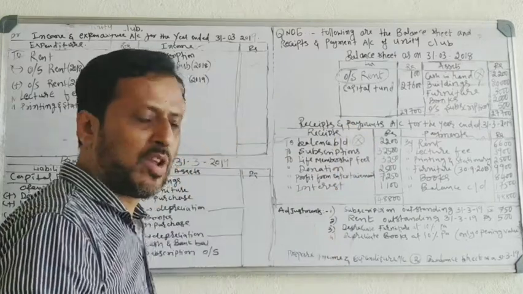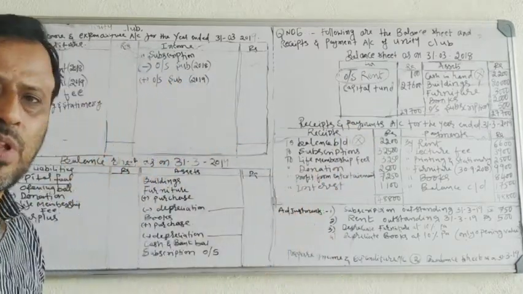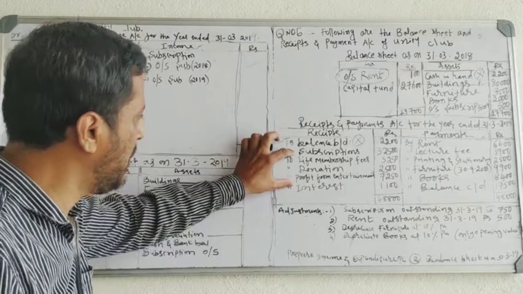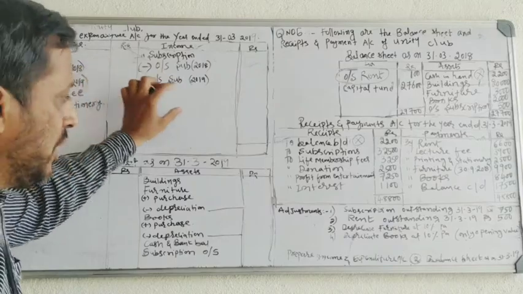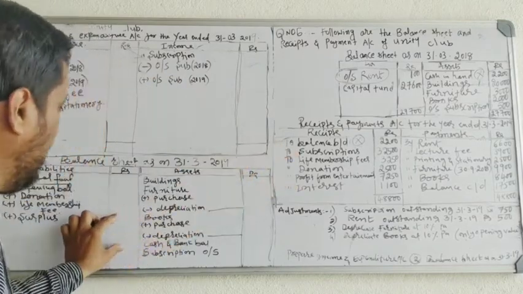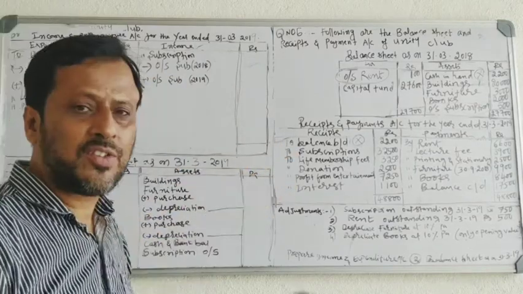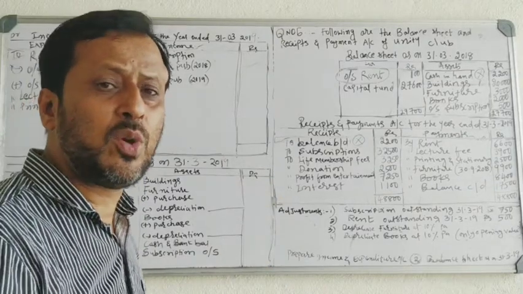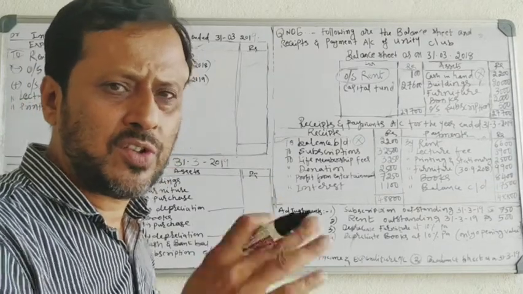Don't take it. So see the other items. You have to identify the items, whether they are capital receipts or revenue receipts. If they are revenue receipts, take in income and expenditure account. If they are capital receipts, take in balance sheet. What are revenue receipts? Which are received regularly. What are capital receipts? Which are received rarely, once in 5 years, once in 10 years.